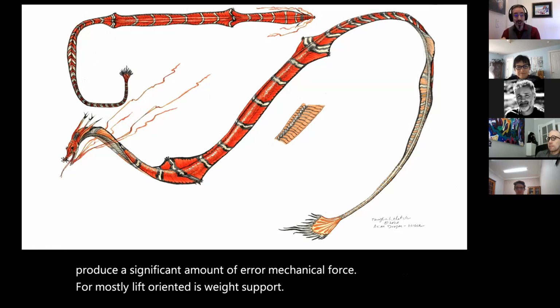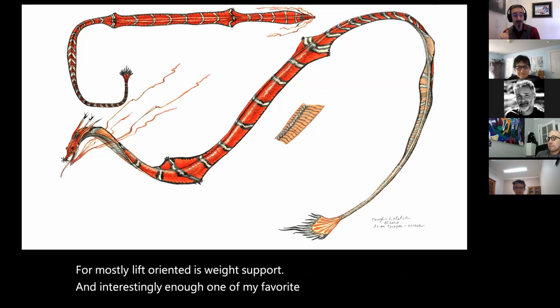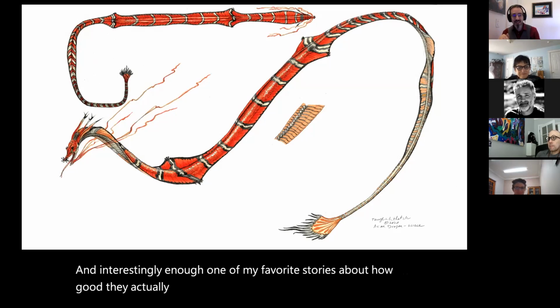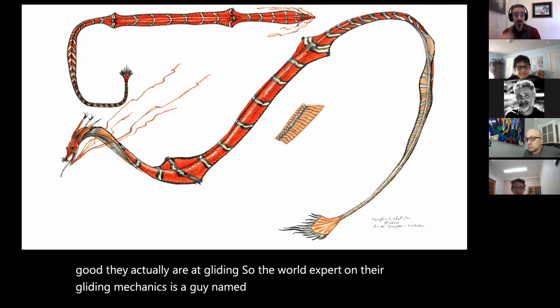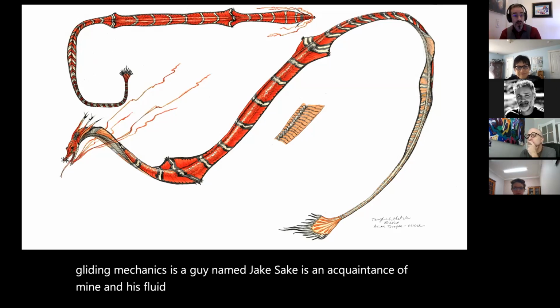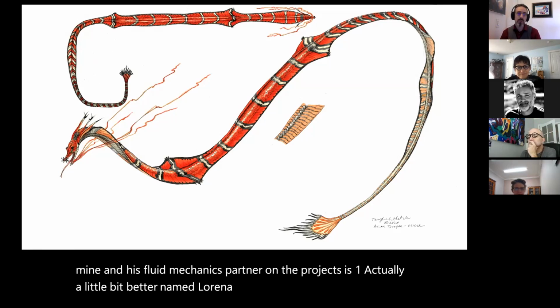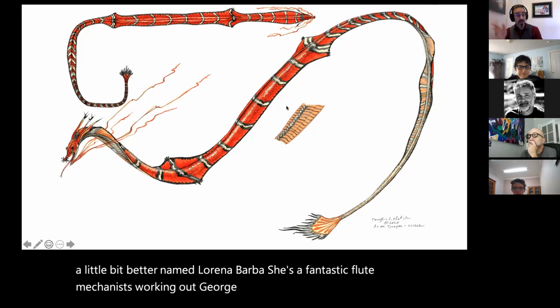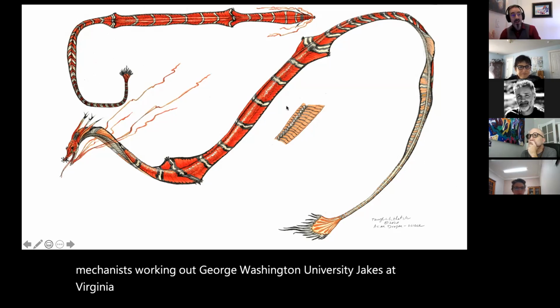And interestingly enough, one of my favorite stories is about how good they actually are at gliding. So the world expert on their gliding mechanics is a guy named Jake Socha. He's an old acquaintance of mine, and his fluid mechanics partner on the projects is someone I actually know a little bit better, named Lorena Barba. She's a fantastic fluid mechanist working at George Washington University. Jake's at Virginia Tech, and they've done a lot of live video work with these gliding snakes.